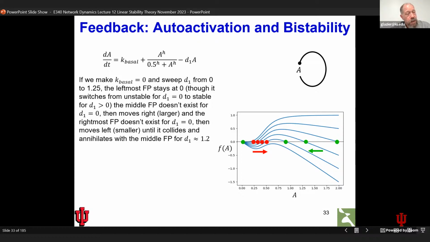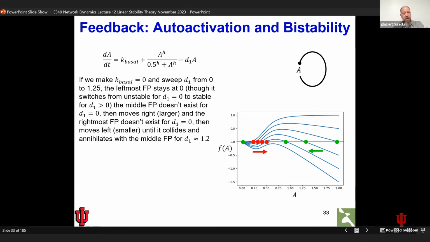And the unstable fixed point also moves to the right. You'll see that unstable fixed point will disappear if we make D1 too big. I mean, if we make D1 bigger, then we're pivoting the curve clockwise. The upper stable fixed point moves to the left, the upper unstable fixed point moves to the right, and they collide. Eventually, the only stable fixed point we have is 0.